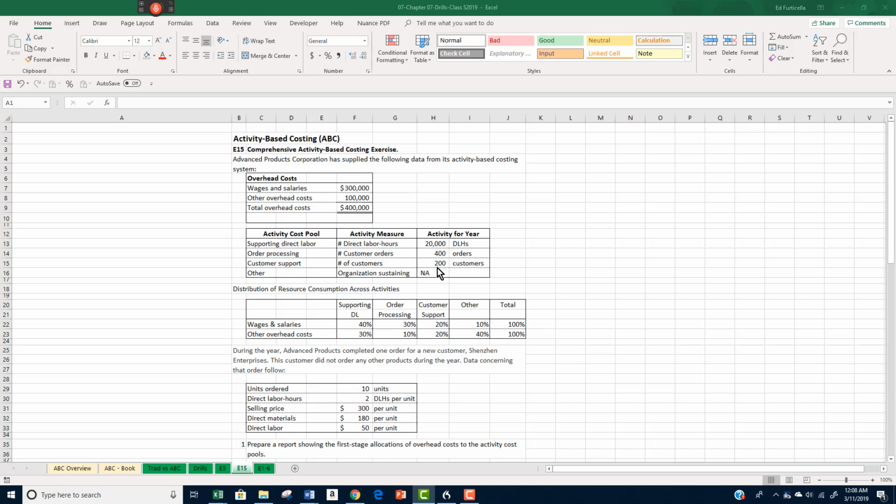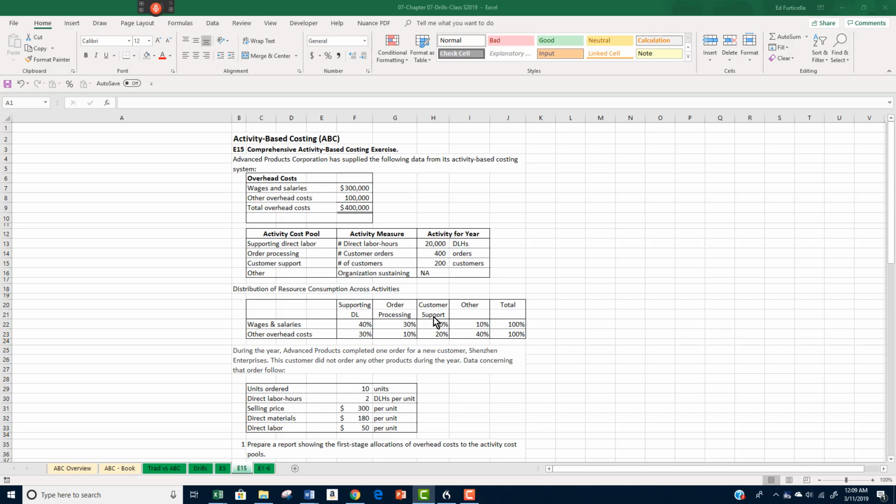The next table shows the distribution of resource consumption across the different activities. So what we need to do is allocate wages and salaries and other overhead costs to those supporting direct labor, to the order processing area, to customer support area, and to other. The total of those have to come up to 100% because we're allocating all overhead costs to those cost pools.